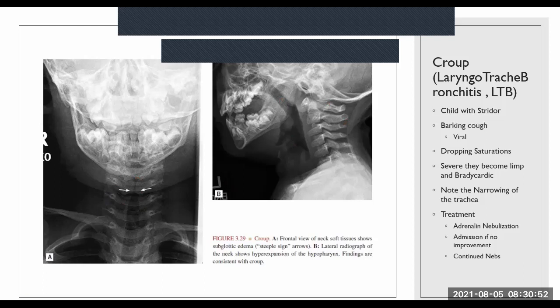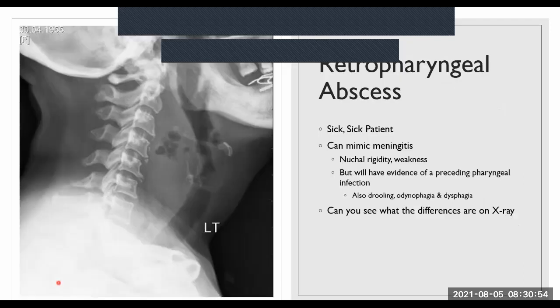Okay. So let's go to another one. Okay. So what's the first thing? Let's not worry about this part. Okay. Let's just look at the X-ray itself. So what's the first thing that you notice?